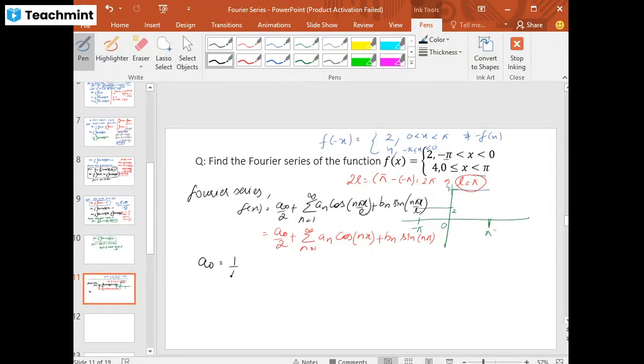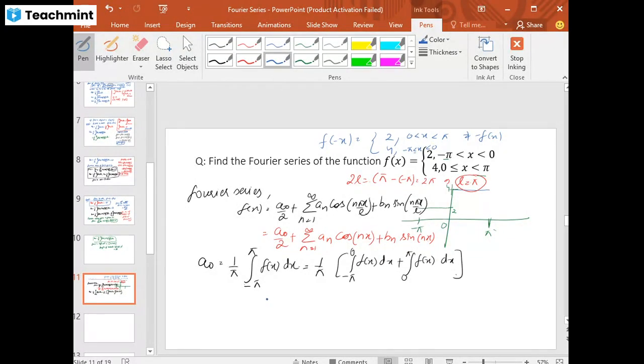So L is pi. So 1 upon L integral c to c plus 2L, so the interval is minus pi to pi, f of x dx. But because in this case your function is piecewise continuous, in the interval minus pi to 0 its value is different, and in the interval 0 to pi its value is different. So I'm going to split the interval into two parts: minus pi to 0 f of x dx plus 0 to pi f of x dx.